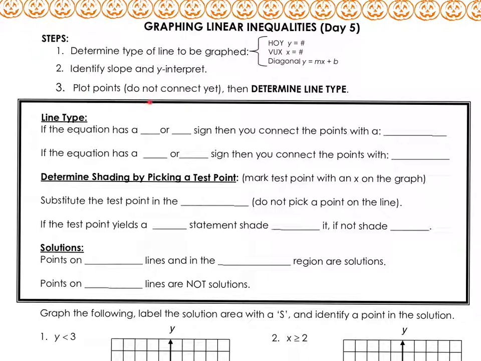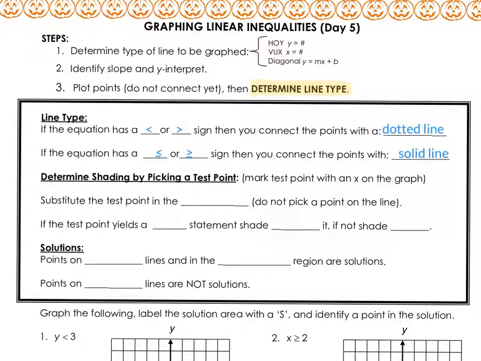We plot the points just like normal, but you do not connect them yet. You need to first determine the line type. So this is the new piece of information here. We have different types of lines based on the inequalities. If the equation has a less than or greater than sign, then you connect the points with a dotted or a dashed line. But if the equation has a less than or equal to or greater than or equal to sign, then you connect the points with a solid line.